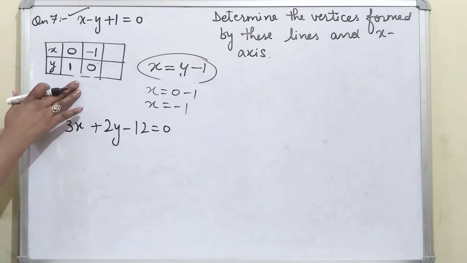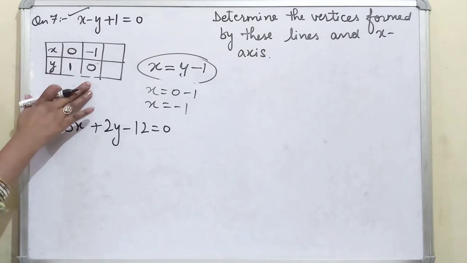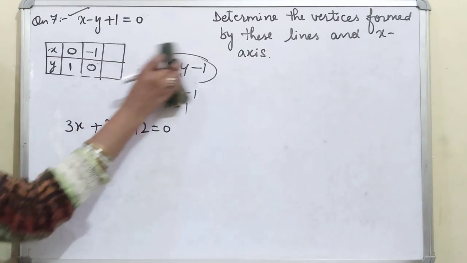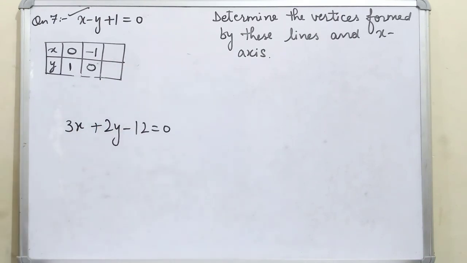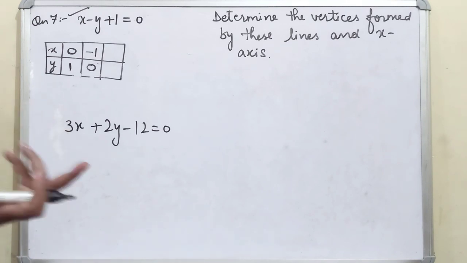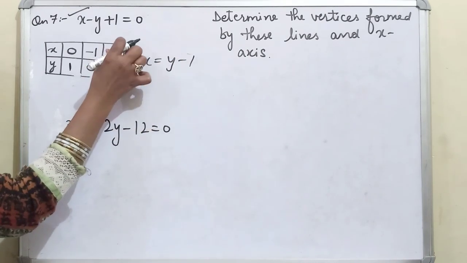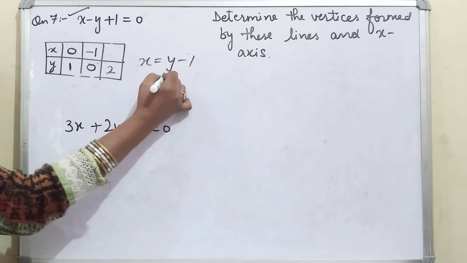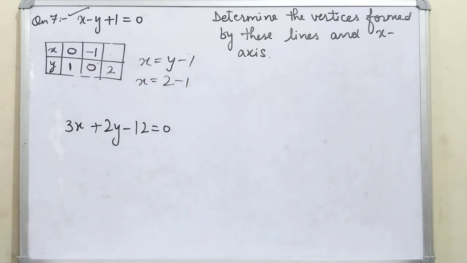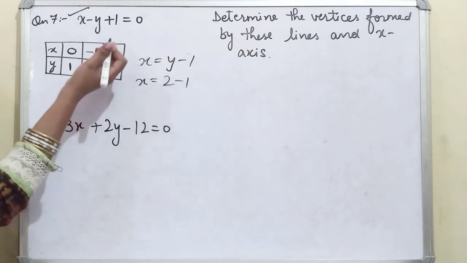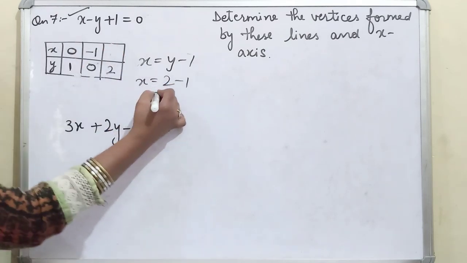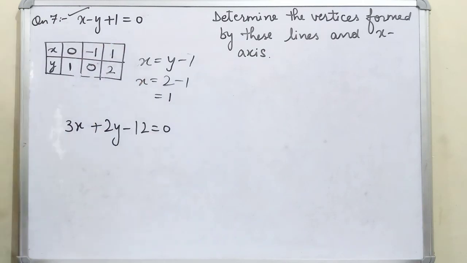So I'm telling you the 2 points are sufficient. But still, if you want to confirm that these 2 points are correct or not, you can take one more point. It's up to you. Suppose I'm taking here y equal to 2. What will be the value of x? Minus 3? Or something else? No, it is 1, isn't it? 2 minus 1 is 1. So x is 1 here. So we are ready with the table for equation number 1.